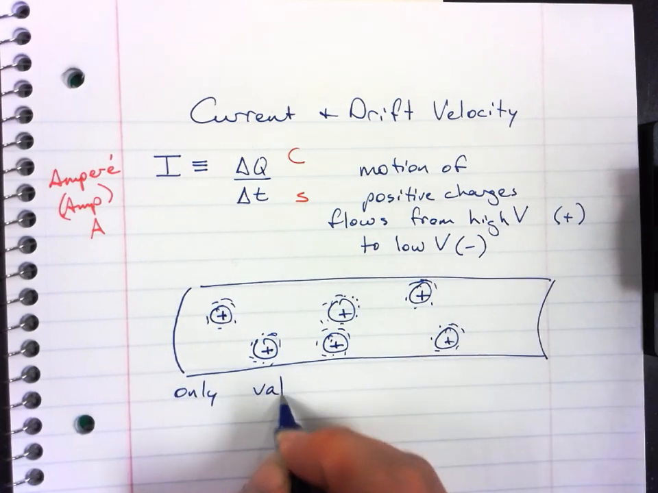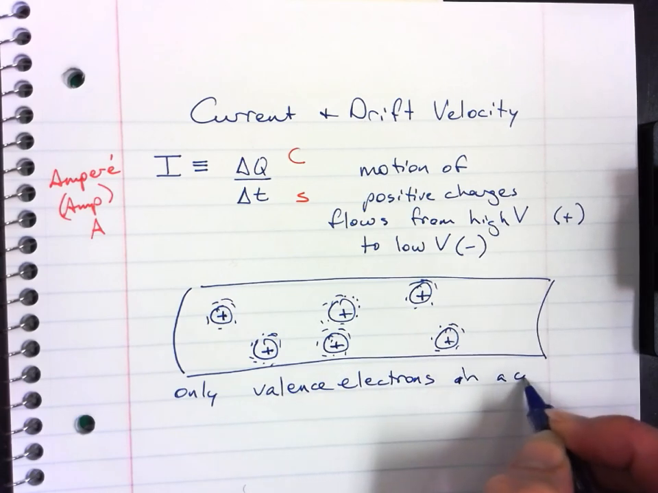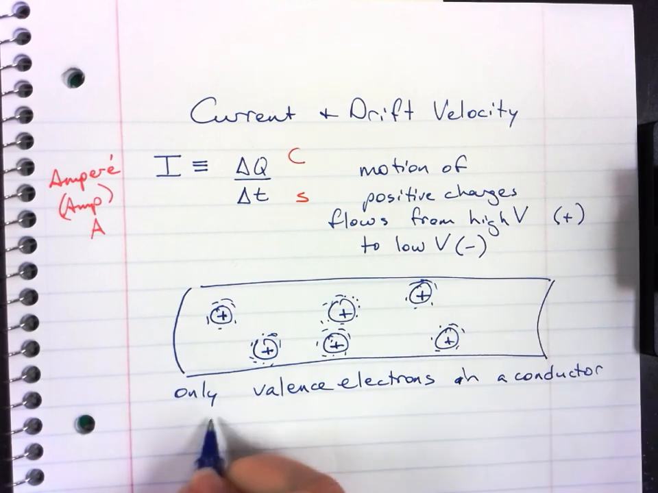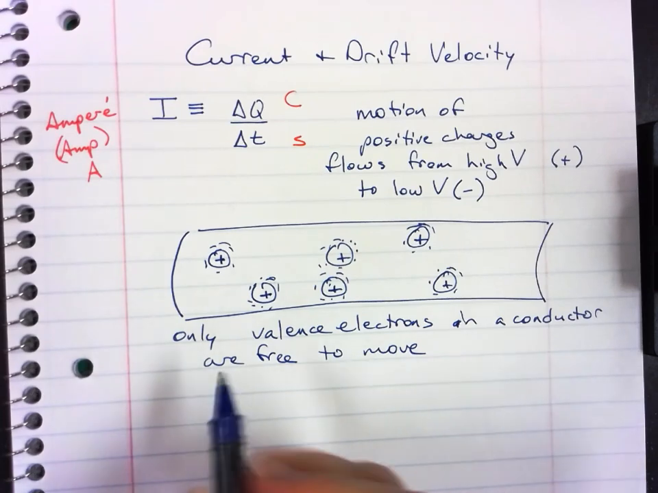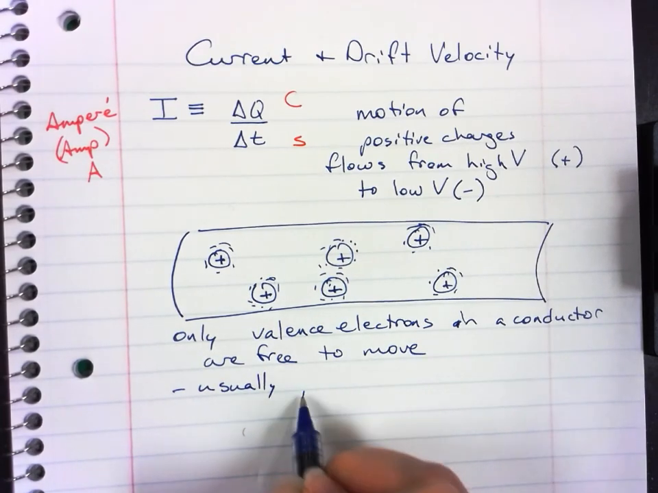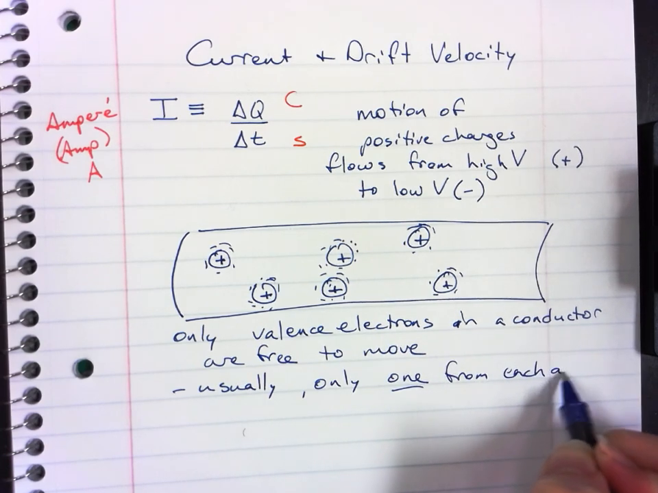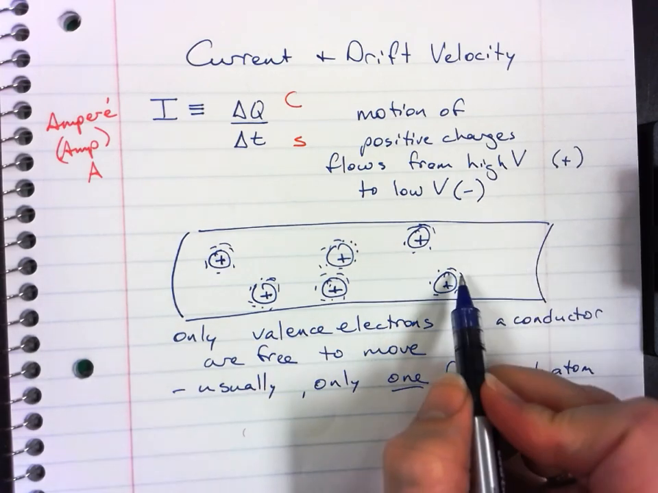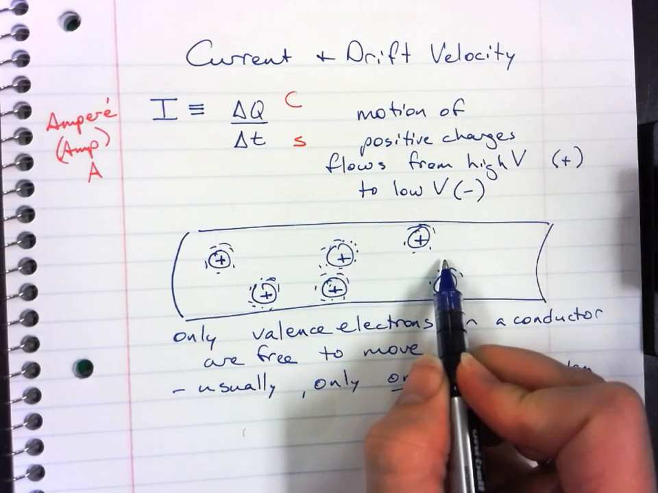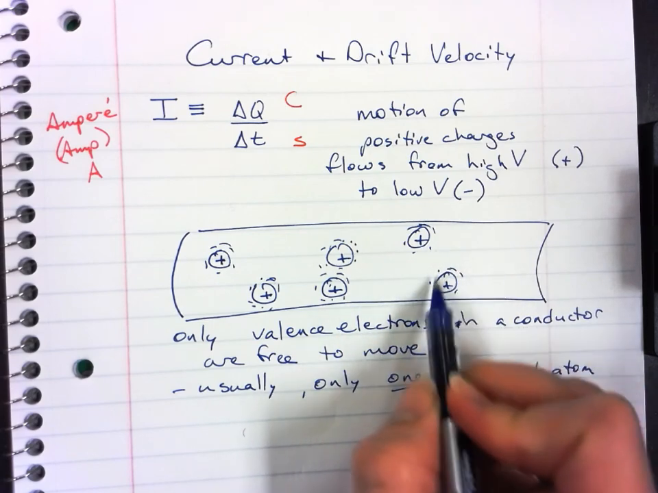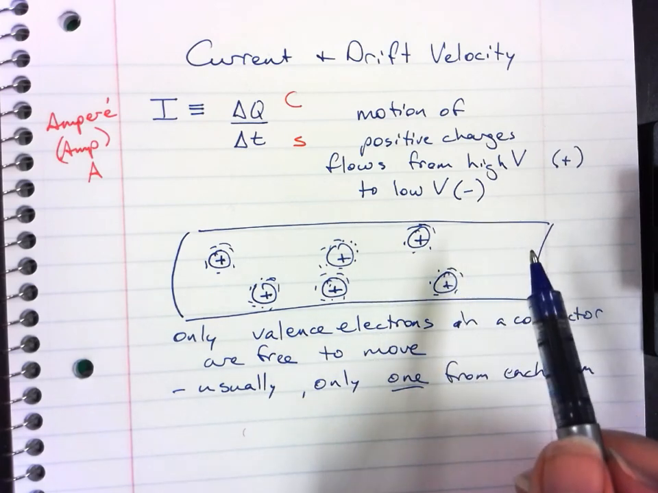Only valence electrons in a conductor are free to move. And usually, only one from each atom. Because when one electron comes off, this atom is now positively charged. So if there's a passing electron, it's not going to necessarily keep going. This might hold on to it pretty strongly. So taking a second one and a third one off is just not favorable.